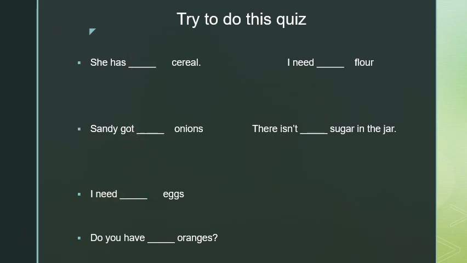Okay, the first one, she has some cereal. Number 2, Sandy got some onions. Number 3, I need some eggs. Number 4, do you have any oranges? I need some flour. And the last one, there isn't any sugar in the jar.